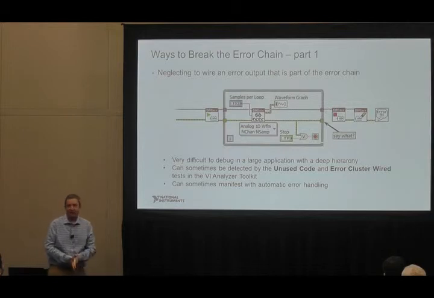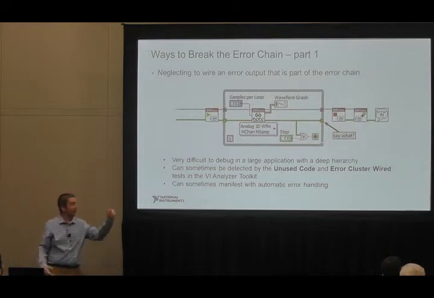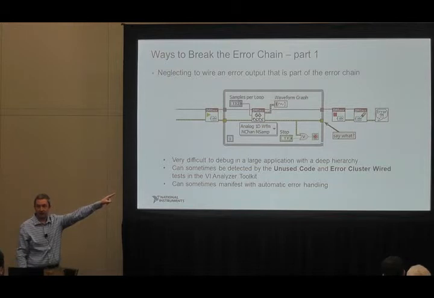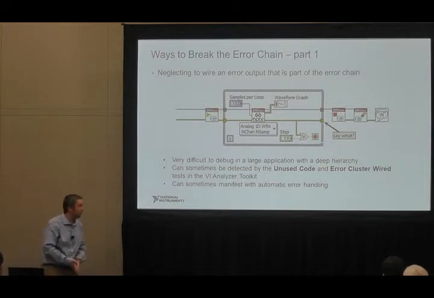When you've got 1,000 VIs and hierarchies that go 10 or 12 sub-VIs deep, and the error chain is broken somewhere in there, you're not going to see it as fast as you see that. You're going to spend a lot of time trying to figure out where that error chain got broken.